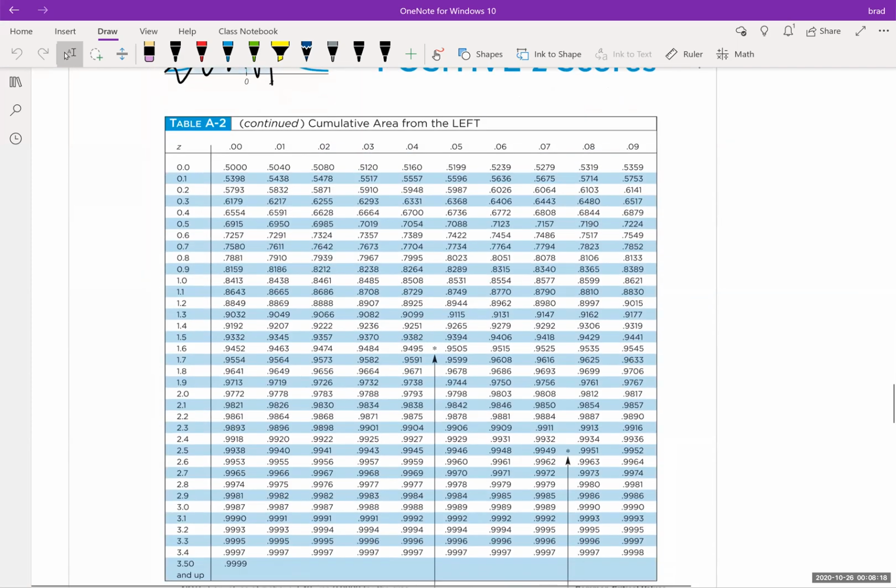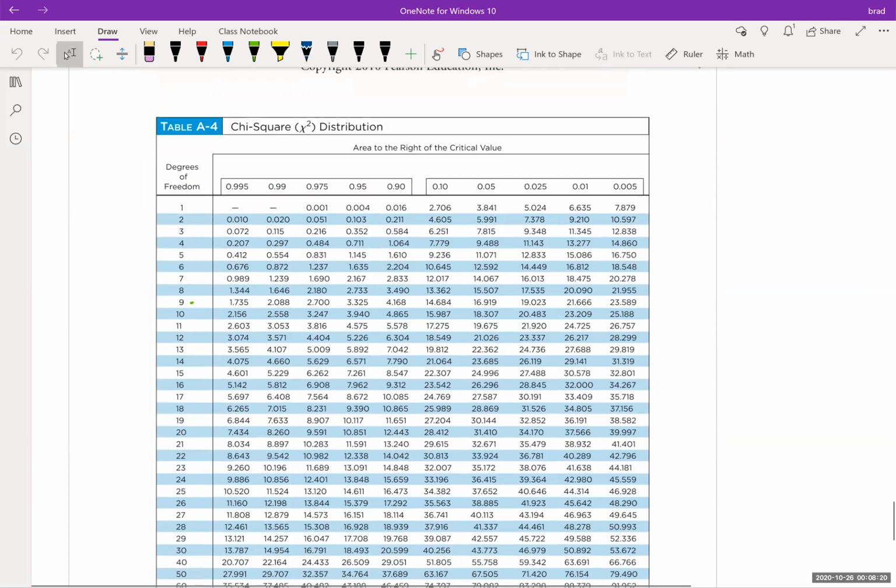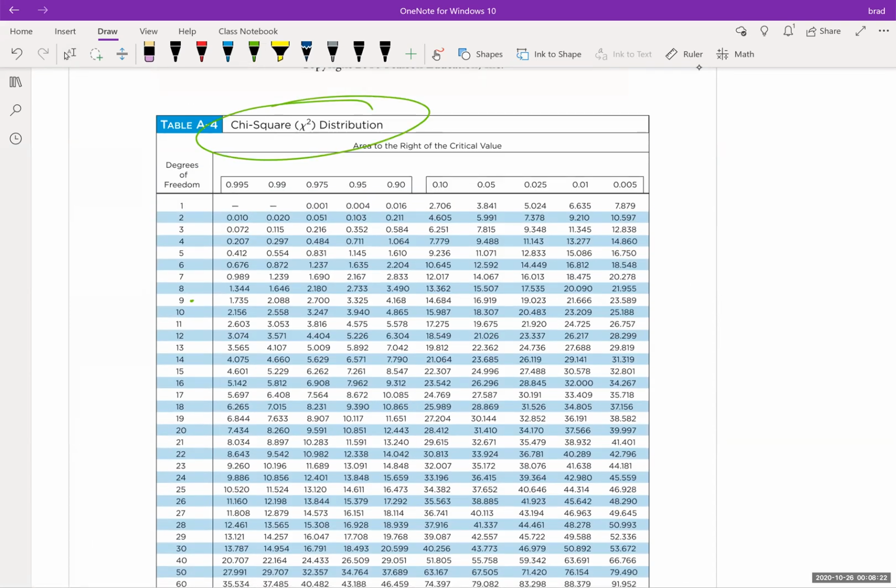So let's go to chi-squared. Okay, so here's the chi-squared distribution. And I want you to notice right here that it says area to the right of the critical value. So that means that when you're drawing your picture, normally everything used to be in z-scores and t-scores. We were always working with those on our calculator or on the table. It was always telling us the area to the left, okay? However, with chi-squared, it tells you this is the area to the right of the critical value, okay?